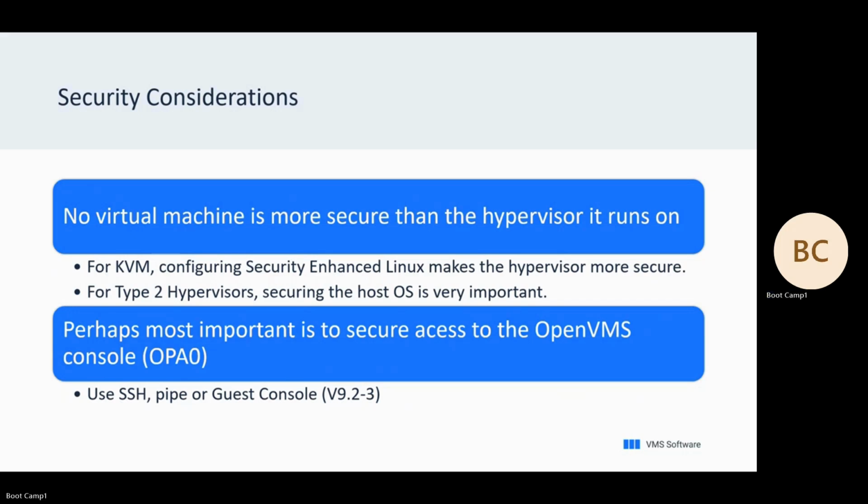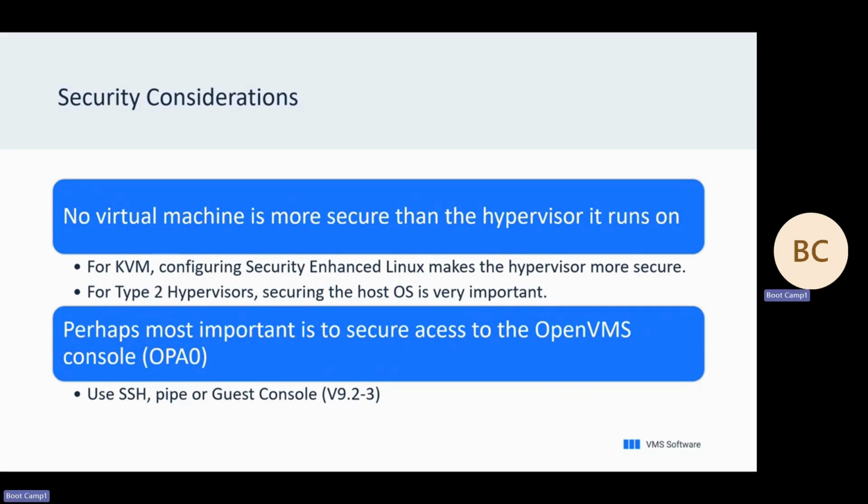So try to use a protocol like SSH, or use a pipe to another virtual machine that you can only access in a secure way. Or use our guest console, which means you only have access to the console if you are set up with that access in the hypervisor environment. Any questions about any of this?